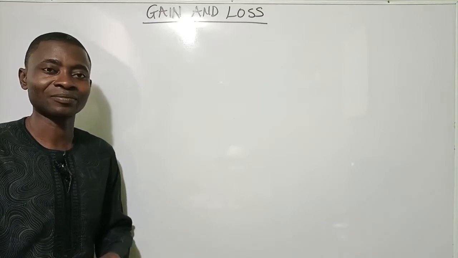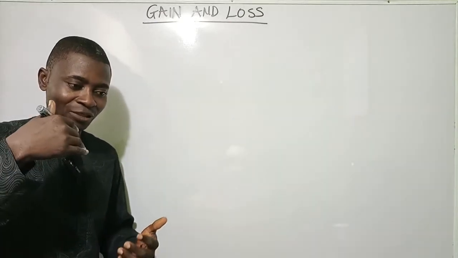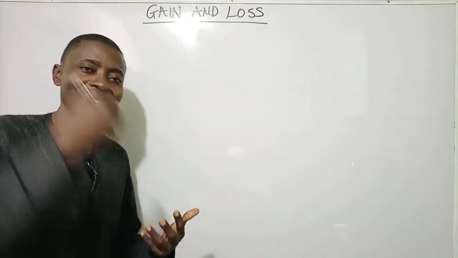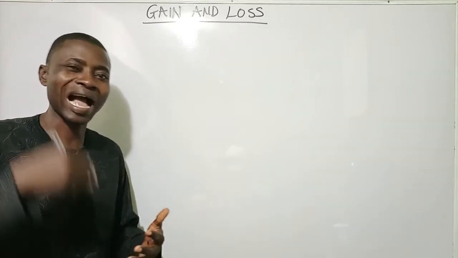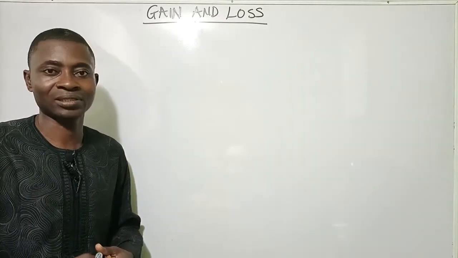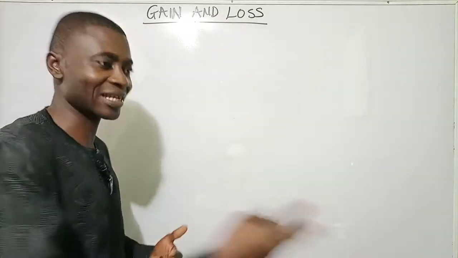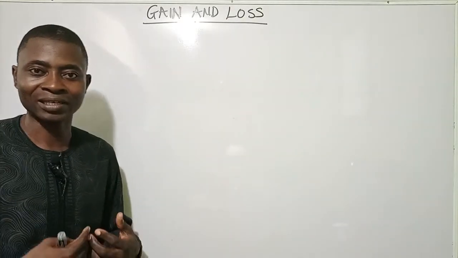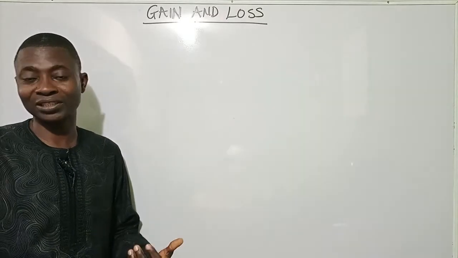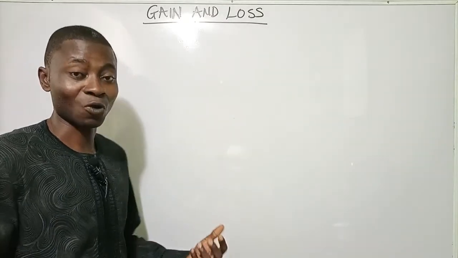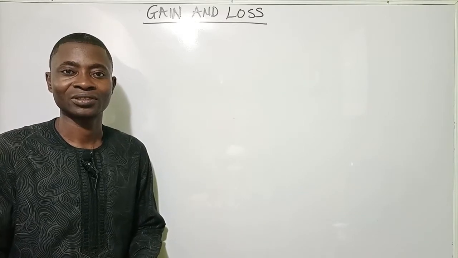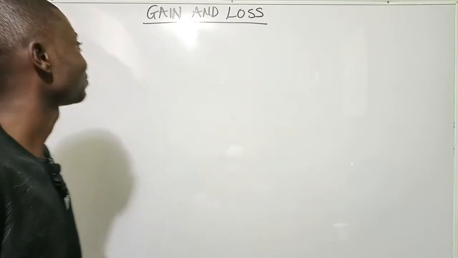First, what is gain? You make gain when you sell a particular article higher than the price you bought it. When you sell it higher than the amount you bought it, you make gain. And when you sell it lower than the amount you purchased it, either from the producer or from the wholesaler, you incur loss. So how do we calculate it?